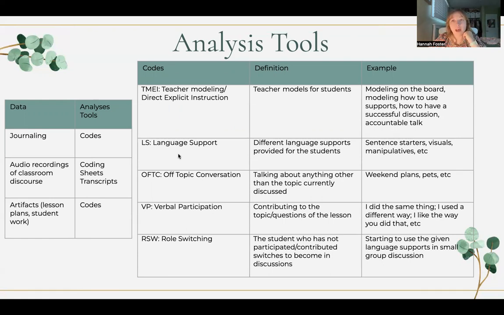I also have LS for language support, and that's where the students were using the language supports that were provided. So those sentence starters, those visuals, those manipulatives that were given to them.